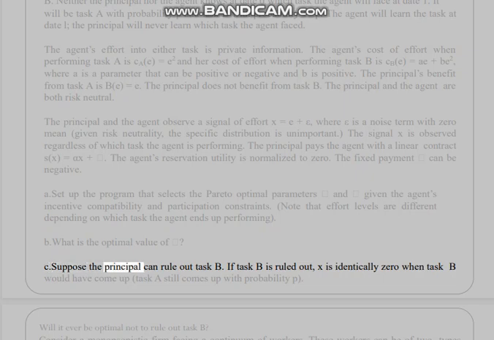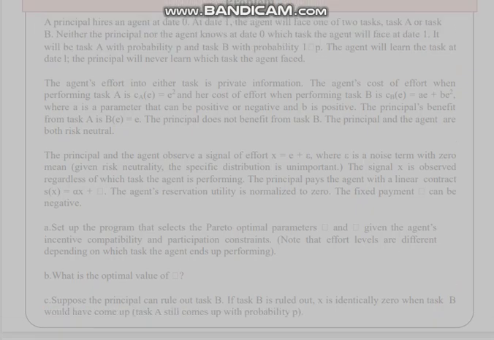Suppose the principal can rule out task B. If task B is ruled out, x is identically 0 when task B would have come up. Task A still comes up with probability P. Problem: will it ever be optimal not to rule out task B?